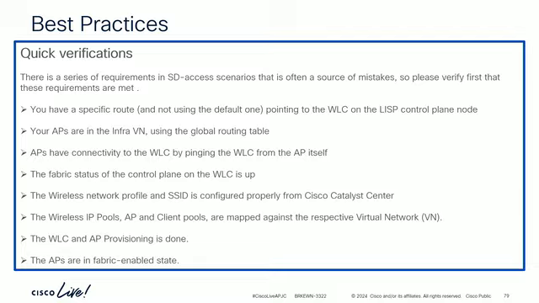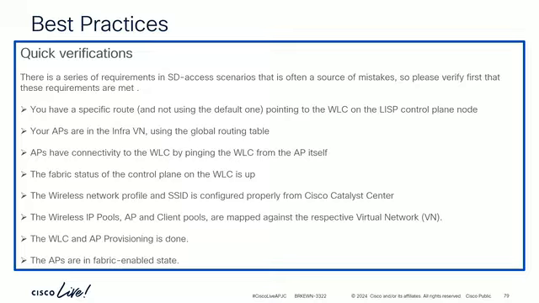And not only that, your APs should be in the infra VN. That we have discussed, and there should obviously be connectivity, and ping should work. Apart from that, the fabric status should be up between the WLC and the control plane node, and fabric status should be enabled. Wireless network profiles and SSID should be configured properly from the Catalyst Center. The wireless IP pools like the AP pool and client IP pool should be mapped to the respective VNs.